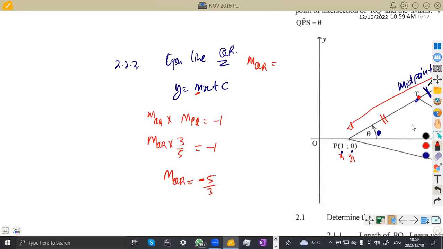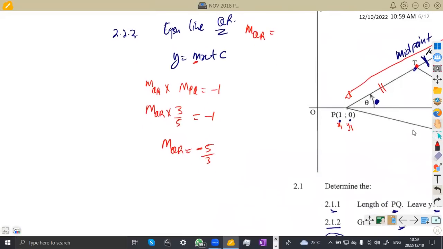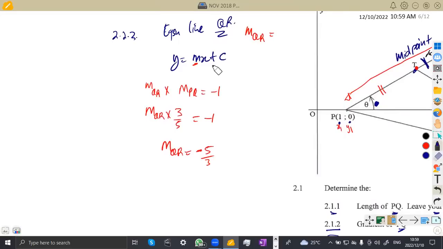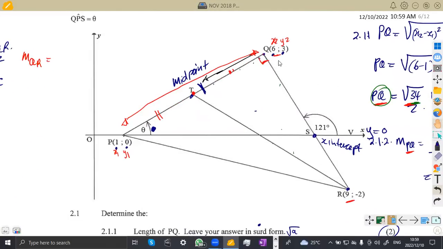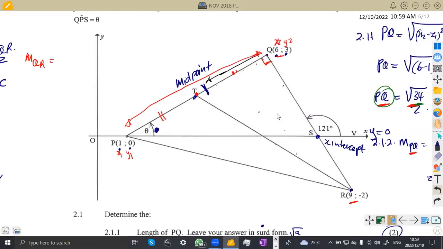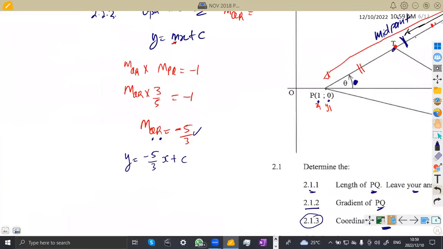If we have got the gradient, then we can simply substitute into the format of the equation, y is equal to mx plus c. So y is equal to -5/3 x plus c. To find c, you substitute any of the given points, Q or R. I'm just going to take point Q, which is (6, 3). Like I said, you choose any point of your choice. So x is 6, y is equal to 3.